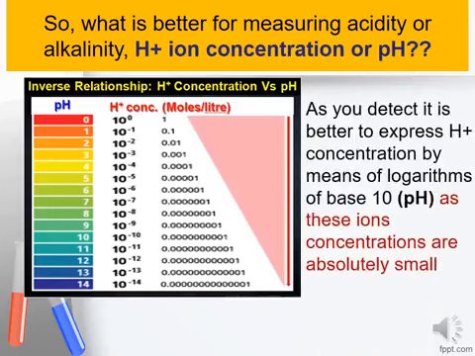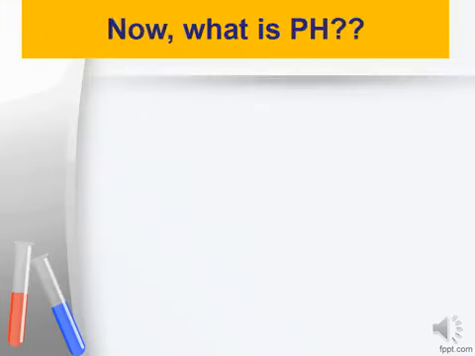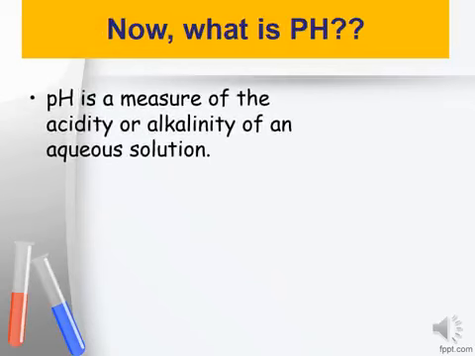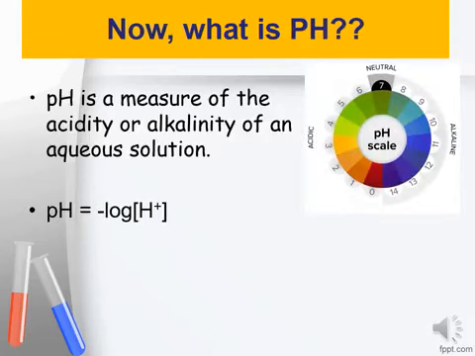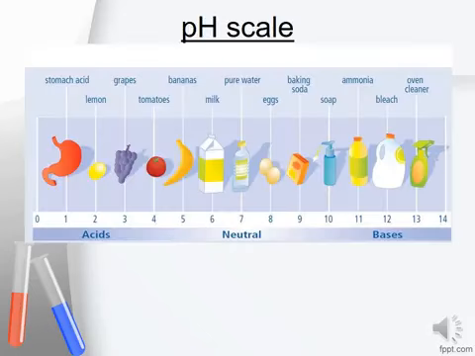Again, to express acidity and alkalinity, I use pH or pOH, which has a logarithmic relation with the hydrogen ion or hydroxyl ion concentration. So pH is used to measure the acidity or alkalinity of an aqueous solution. pH equals the negative log of hydrogen ion concentration, and pOH is the negative log of hydroxyl ion concentration.